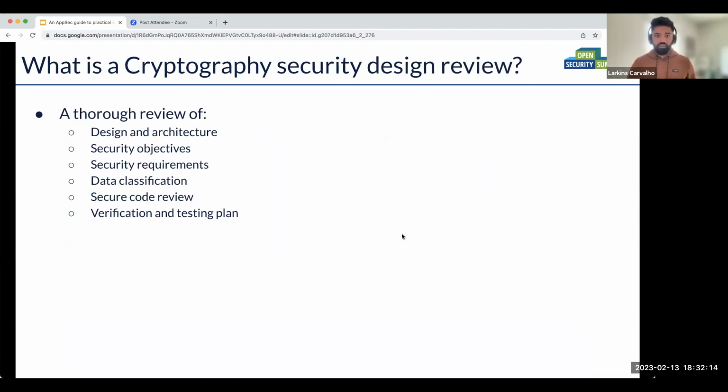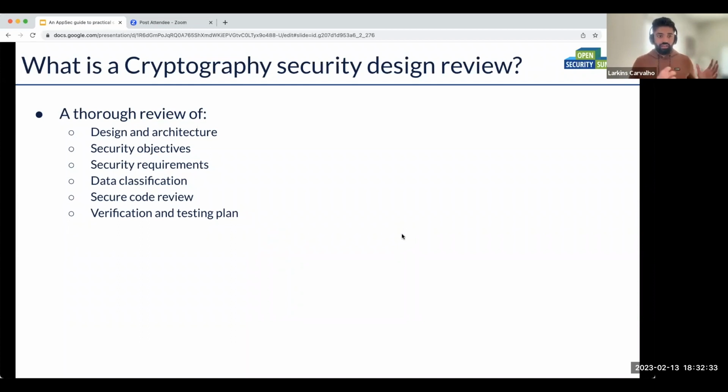So what is a cryptography security design review? Here, we do a thorough review of design and architecture. We look at our security objectives, security requirements, data classification, and do secure code review. You might ask, hey, we are doing a design review. Why do we need to do secure code review in this case?